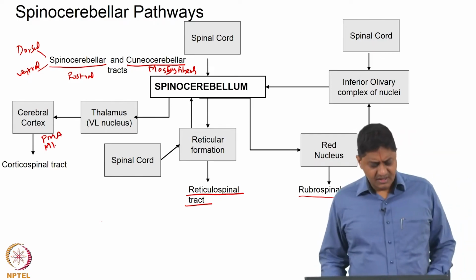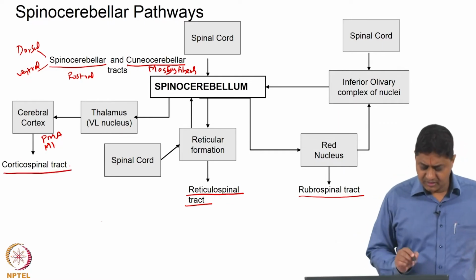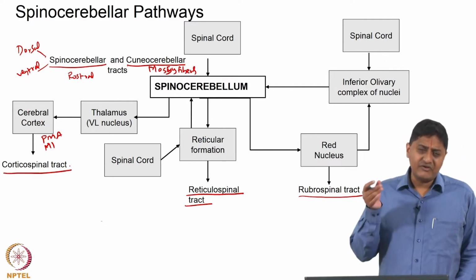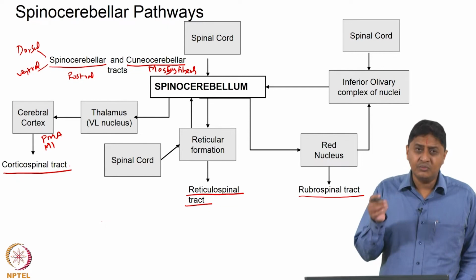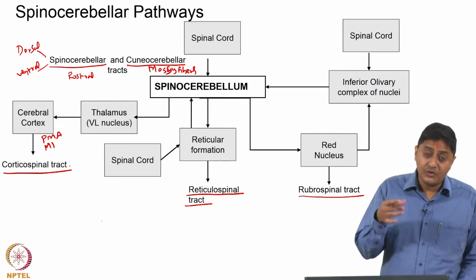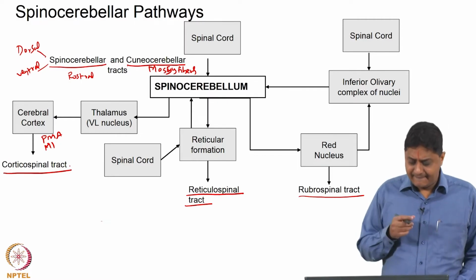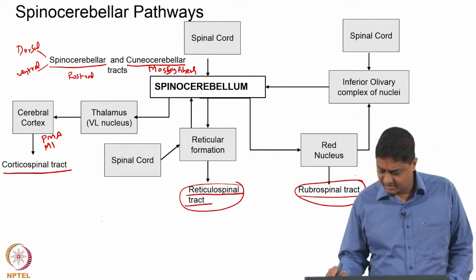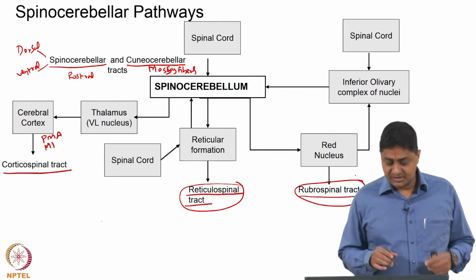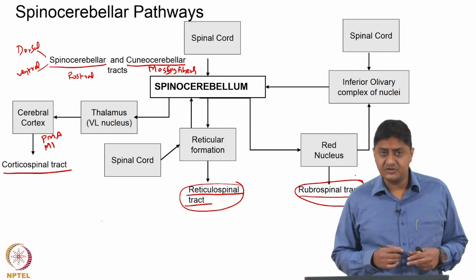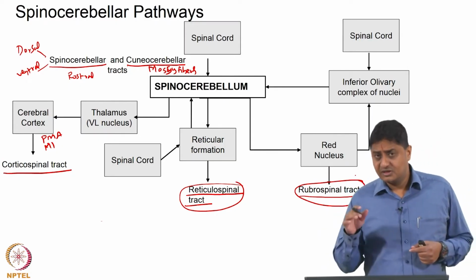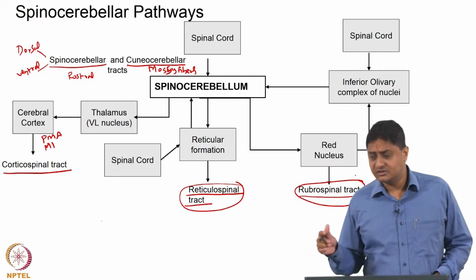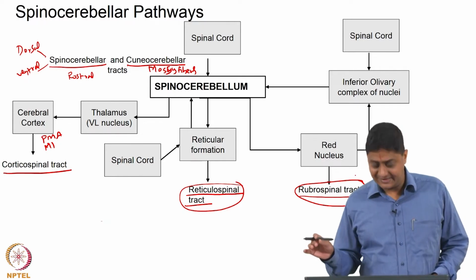A question is, if you are anyway going to project to the cerebral cortex and control via the corticospinal tract, that means if you are anyway going to perform finer control or modulate more finely, why have these, the reticulospinal and rubrospinal tracts? Also, what is not shown, this is the case of the spinocerebellum. In the vestibular cerebellum also there is projection to the vestibular nucleus, and from the vestibular nucleus back to the spinal cord via the vestibulospinal system.